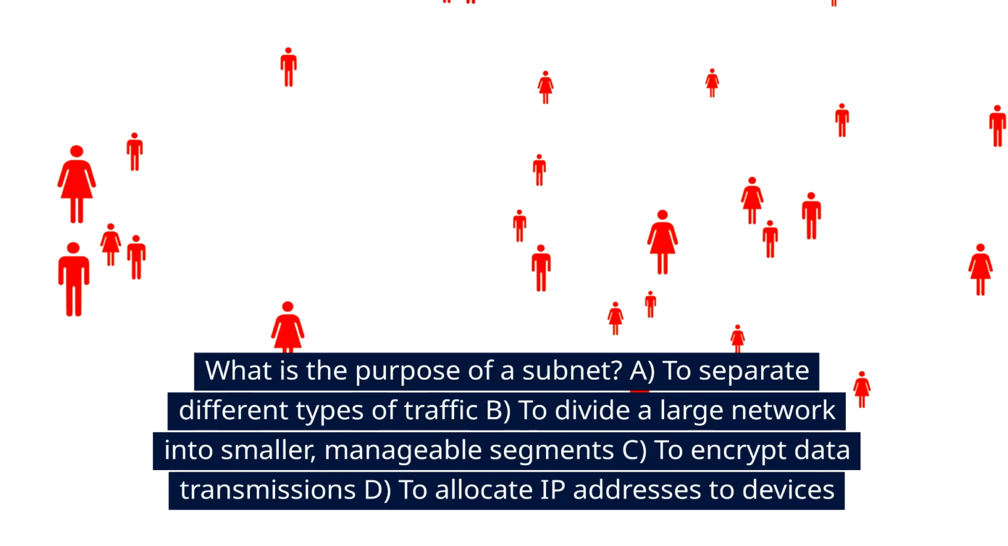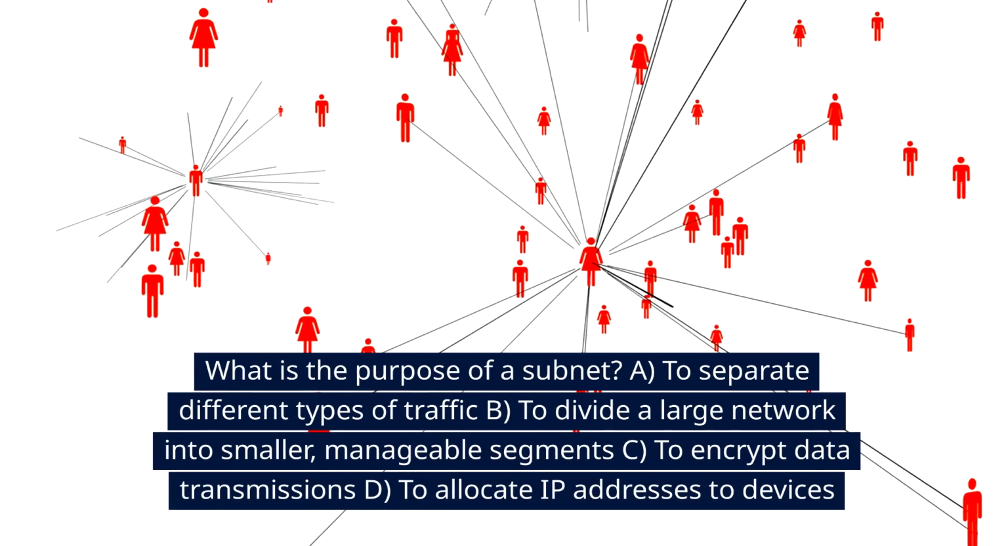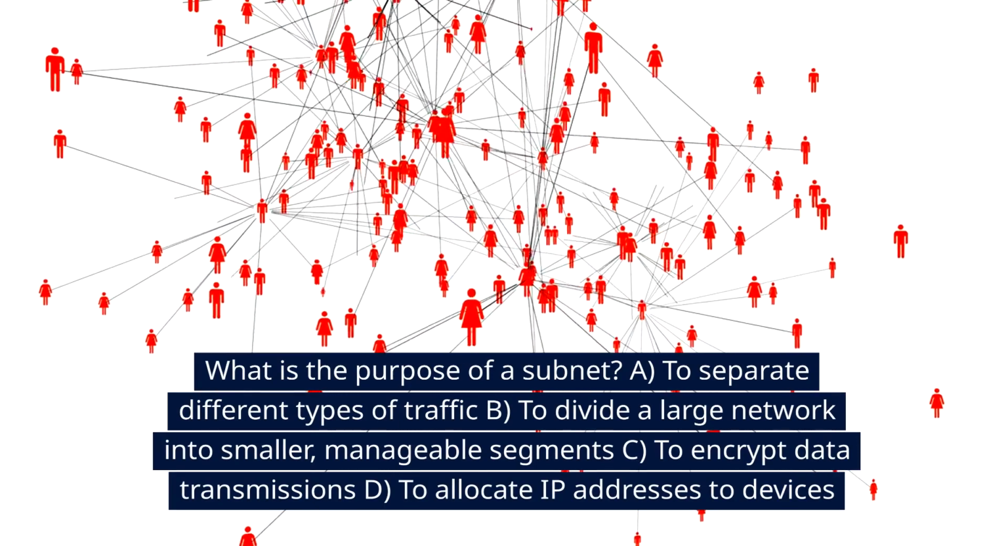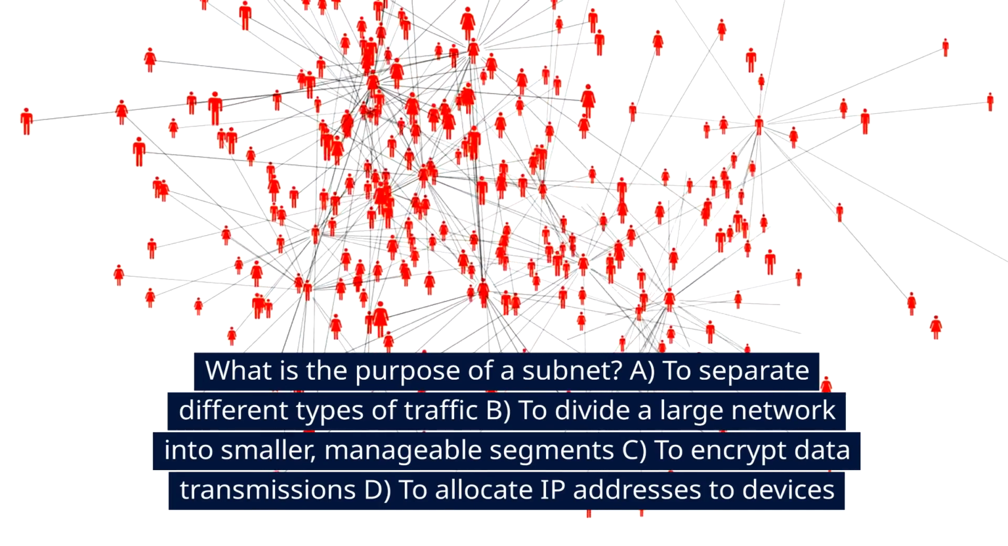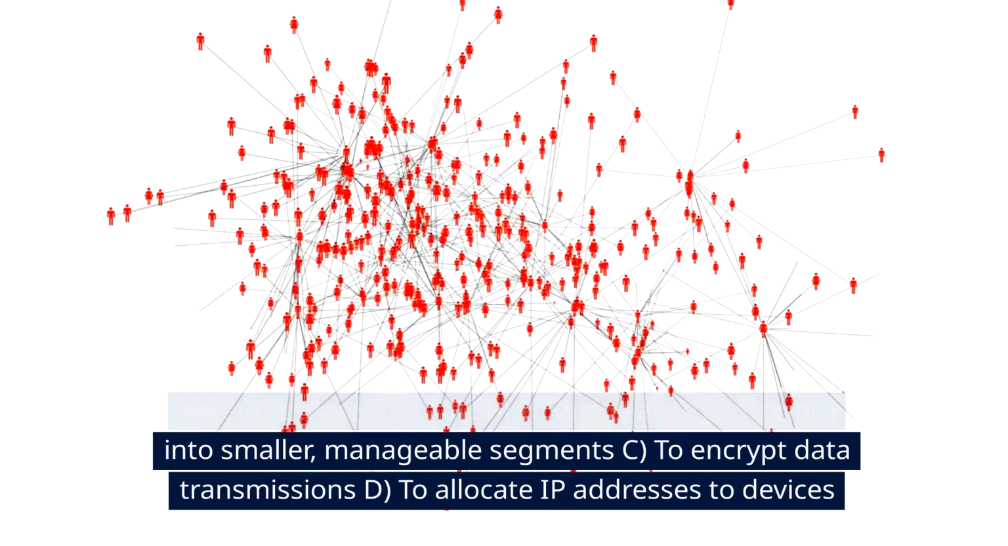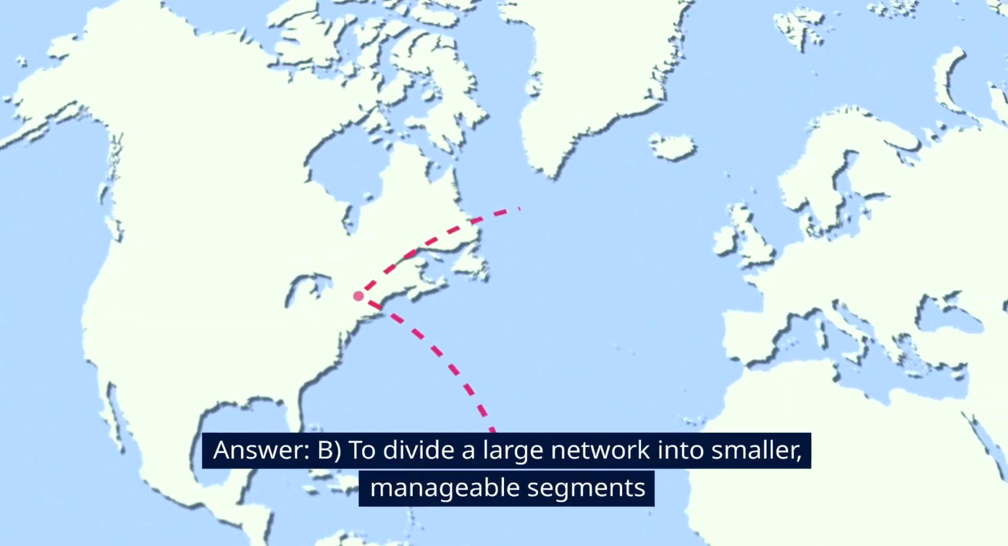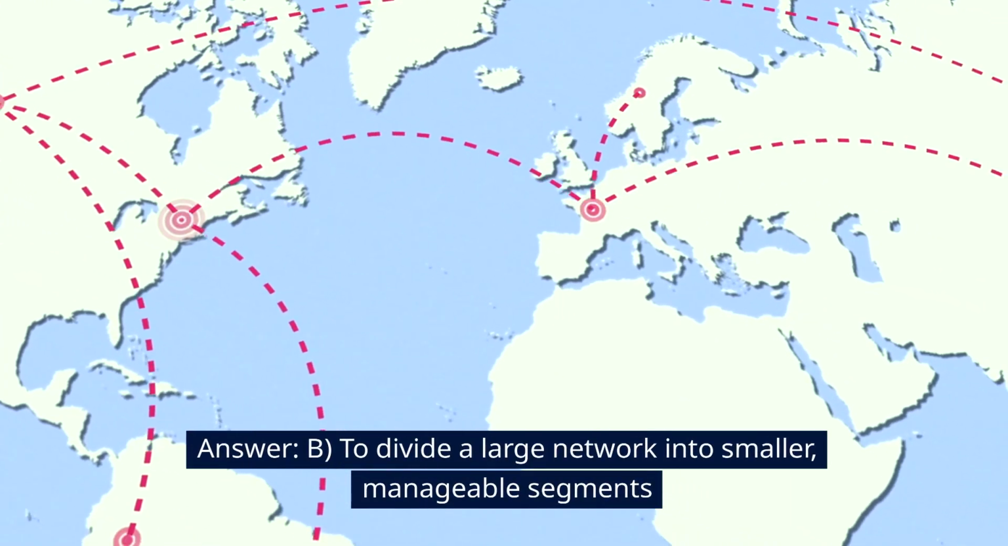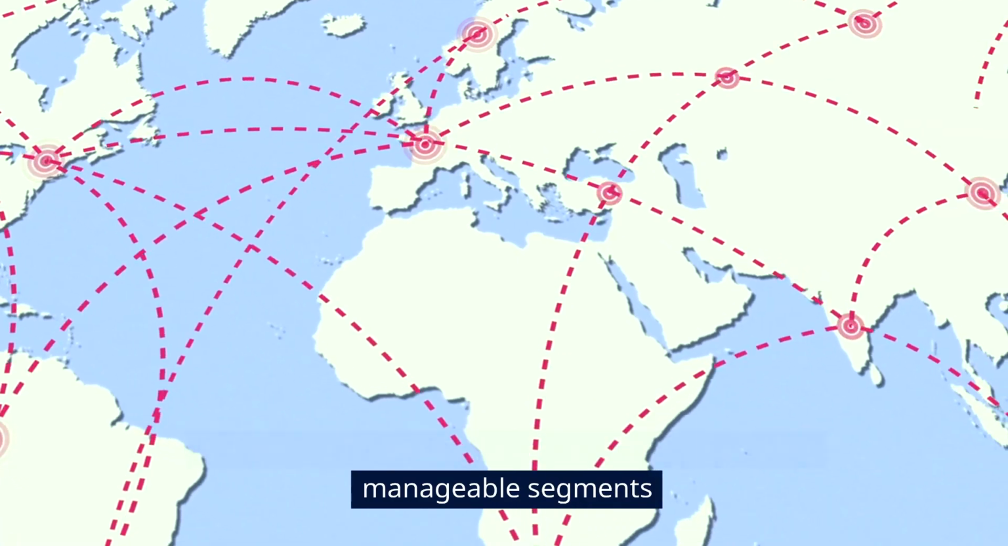What is the purpose of a subnet? A. To separate different types of traffic. B. To divide a large network into smaller, manageable segments. C. To encrypt data transmissions. D. To allocate IP addresses to devices. Answer: B. To divide a large network into smaller, manageable segments.